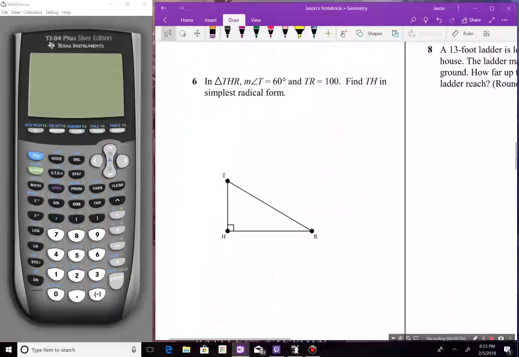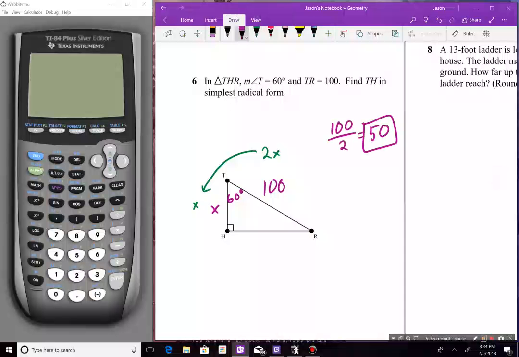This then takes us to number 6, where we have T is 60, TR is 100, and we want to find TH in simplest radical form. So TH we're looking for here. In order to do this, we have now 2x. We want to go to x. So to go from 2x to x, we have to get rid of that 2. The way we do that is divide by 2. This would be 100 over 2, so that just gives us 50 for our answer.